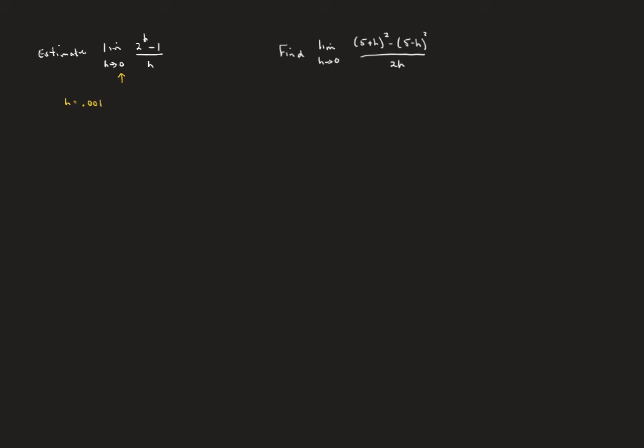That's an h value that's going to be really close to 0. So if on our calculator we plug in 2 to the 0.001 minus 1, all over 0.001, then I believe we're going to get 1.611. So that would be a way of estimating our limit there. And we'll learn other ways of doing this that'll be a little more precise.